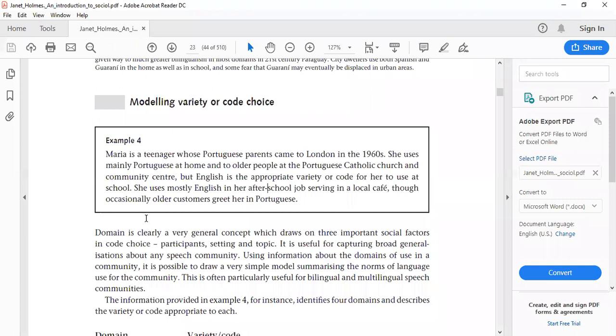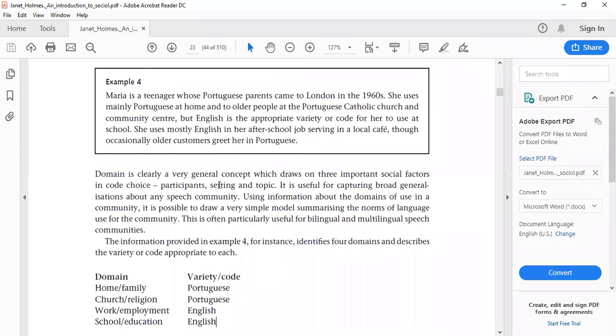So her code choice is determined by the domains she's in, or by the participants she's talking to, or setting, or the topic. Because if you can see, with older people who are the participants in a setting where she is in a church, she is using Portuguese. She's not using English over there. So these are the code choices that we use when we are speaking in different domains.